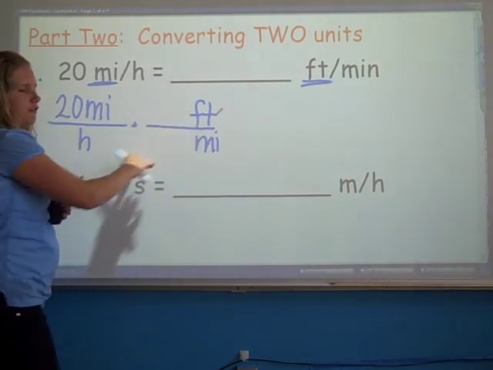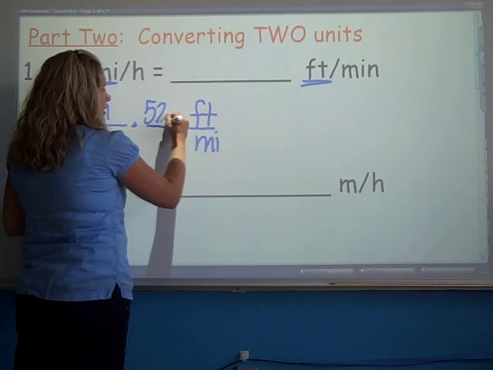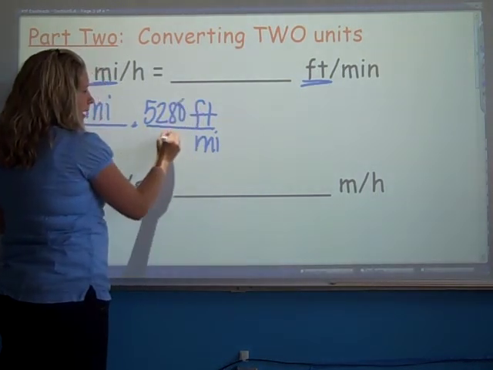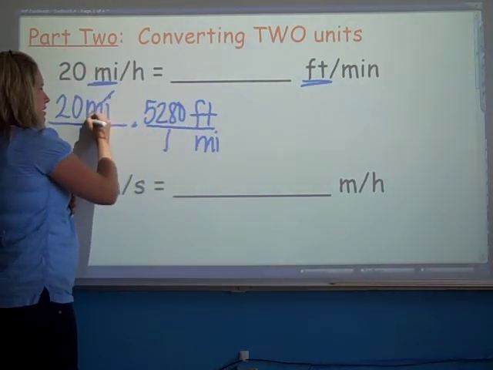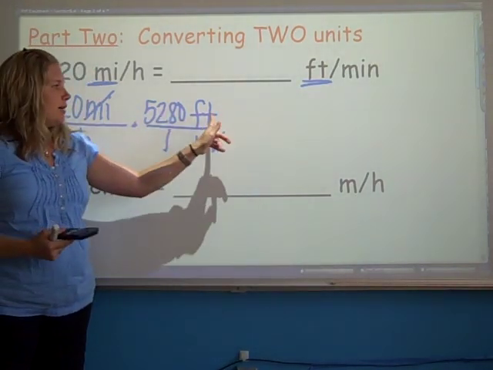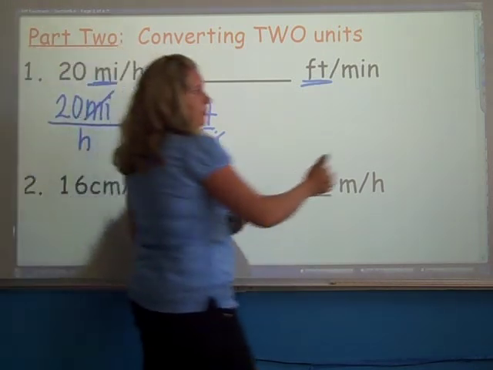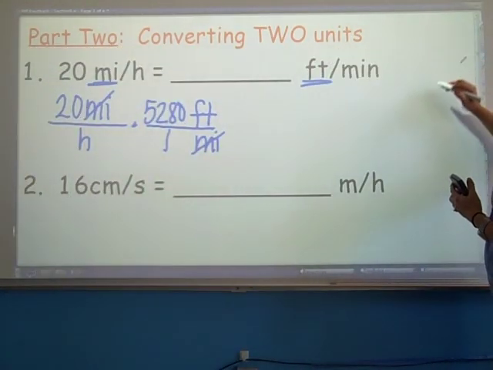So miles went down here so that they could cancel out. Now I need to know my conversion. I know that there are 5,280 feet in 1 mile. So now I can cancel out miles. If I multiply out here, I'm left with feet and hours, but they want to change it to feet and minute. So let me get another color to help you see it a little bit.